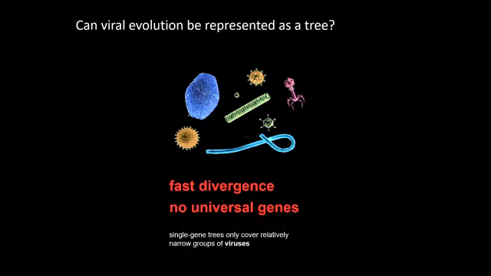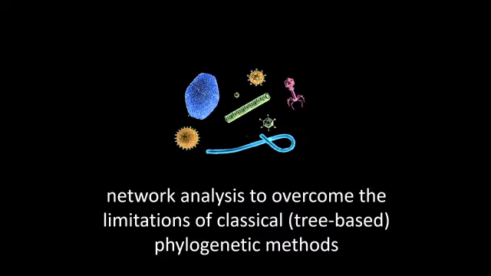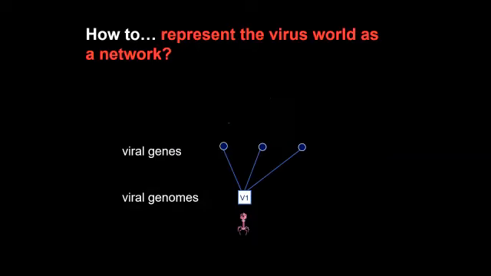So we came up, we found this problem there, and we decided it was time to try to solve it. And to do that, what we propose is to use network analysis to overcome the limitations of these classical tree-based phylogenetic methods. So how does this work?